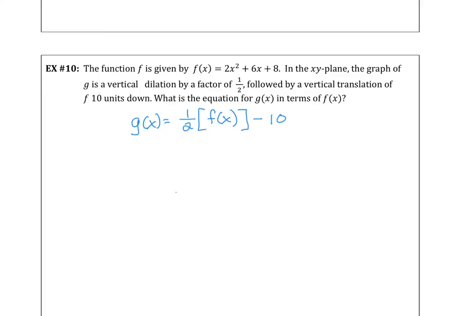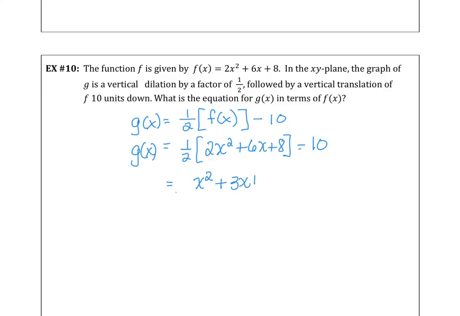Now, in place of the f of x, we want to substitute that polynomial 2x squared plus 6x plus 8, and then distribute that to give us a cleaner look of g of x. So half of 2 is x squared, half of 6 is 3x, and half of 8 is 4, so we've distributed the half, minus 10. And then g of x is x squared plus 3x minus 6.